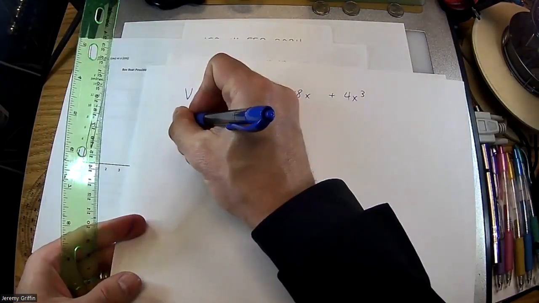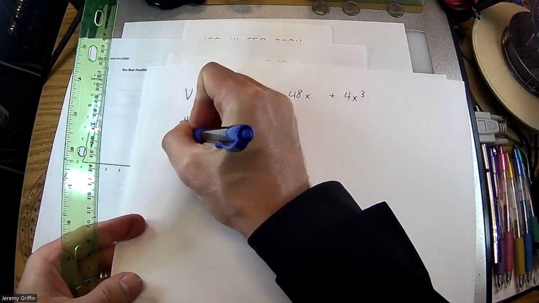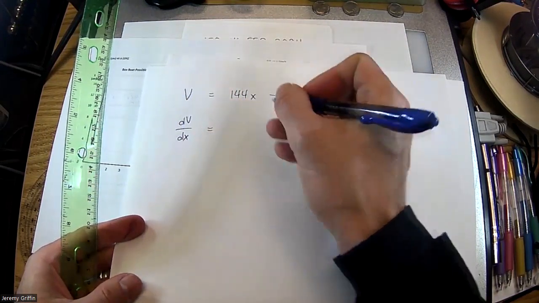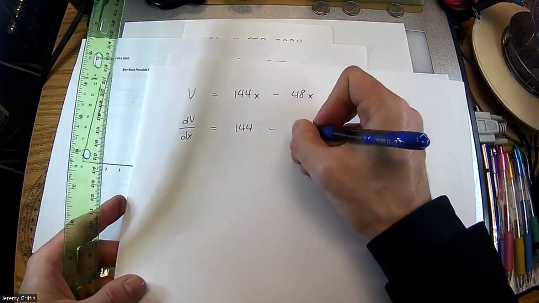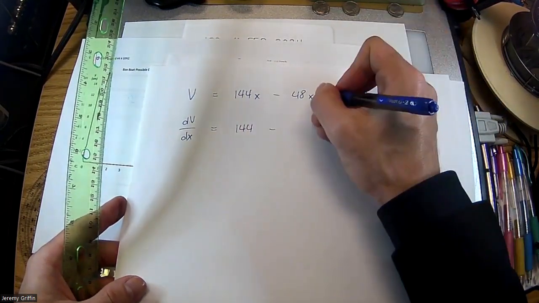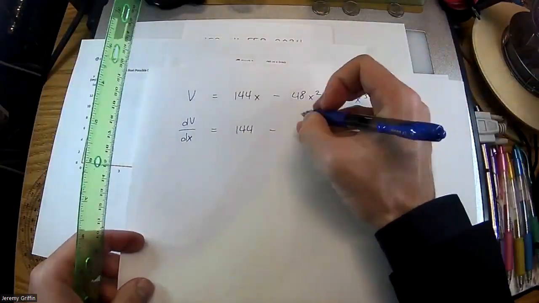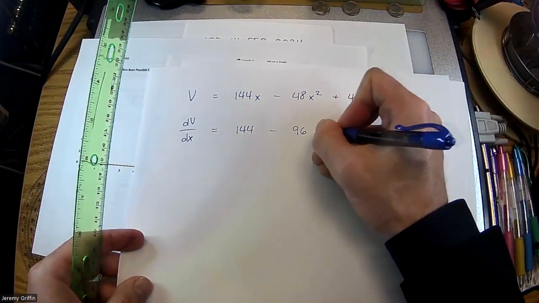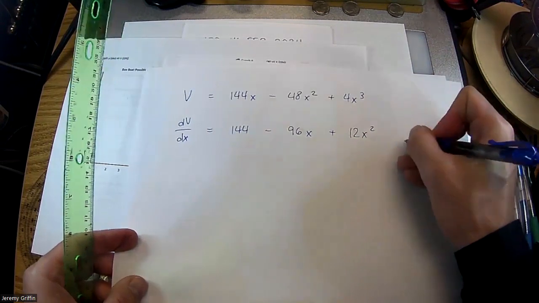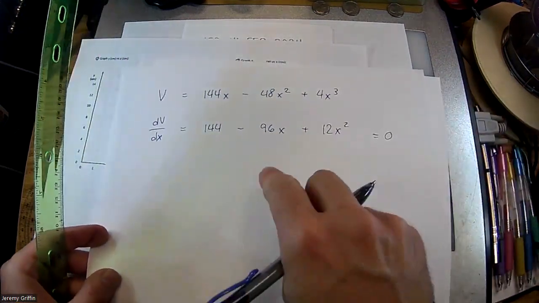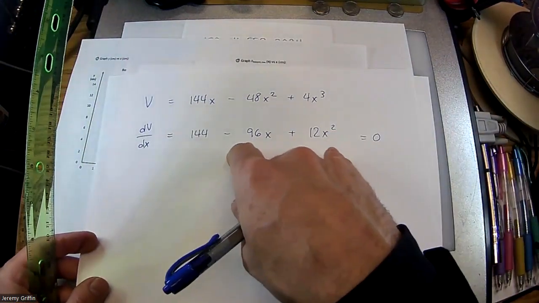I can say the rate change of volume with respect to how much you fold at the side x. Now here, I'm going to use a little calculus trick to get what's called the derivative. This is squared, x plus 12x squared, right? And I'll set that equal to 0. Then you can just go back to algebra and solve for x.